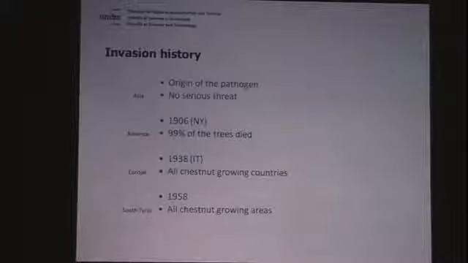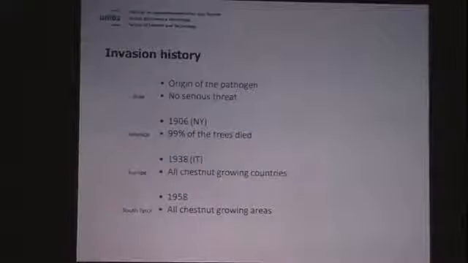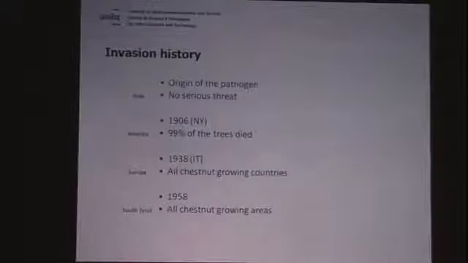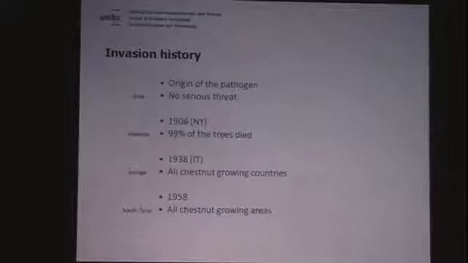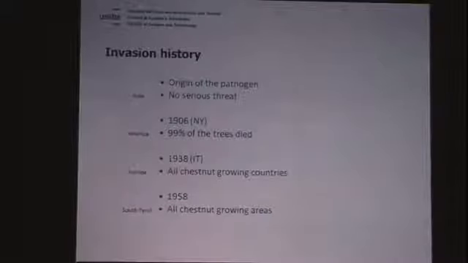Then from there, it was introduced to America, and in 1906, it was found in Central Park in New York. There it killed almost 4 billion trees. That was 99% of American chestnuts. And then from there it came to Europe. In 1938 in Europe it was first found in Genoa, which is a very big port of Italy. And now it is present in all chestnut growing countries in Europe. Then in South Tyrol, in 1958, it was found the first time, and now it is present in all chestnut growing areas of South Tyrol.